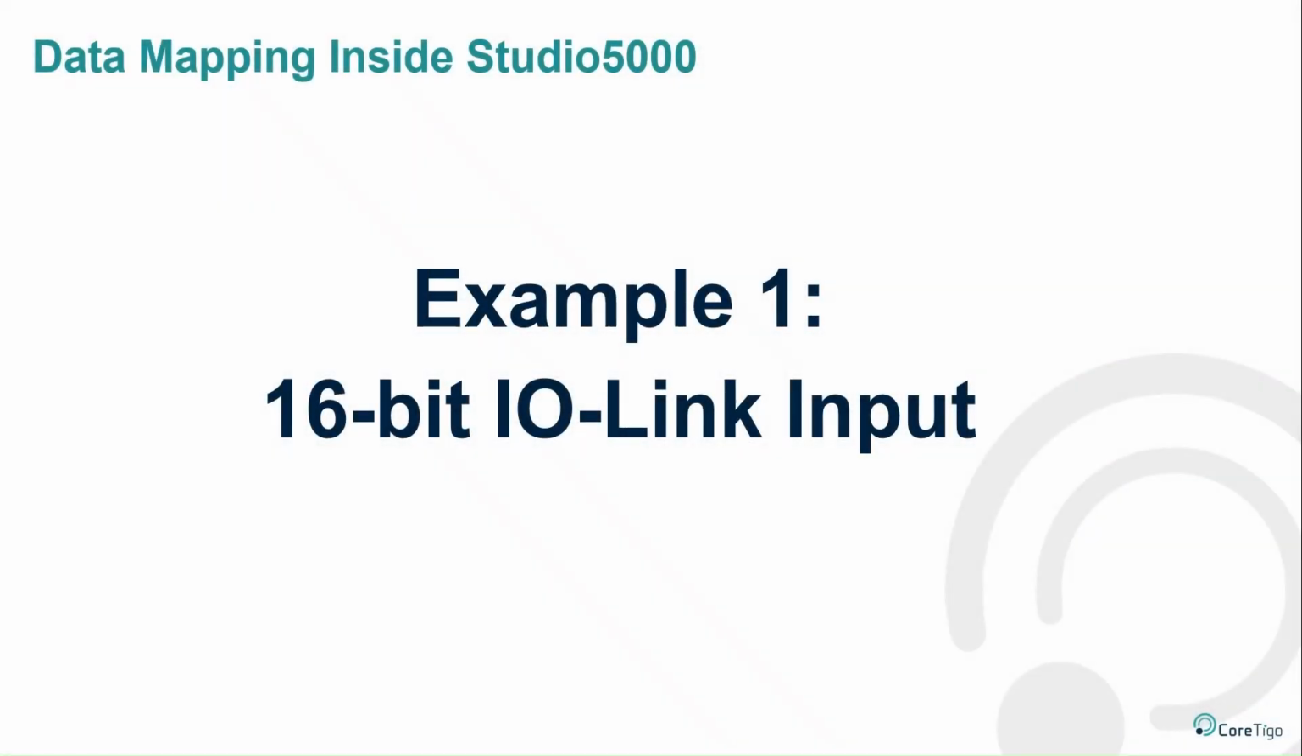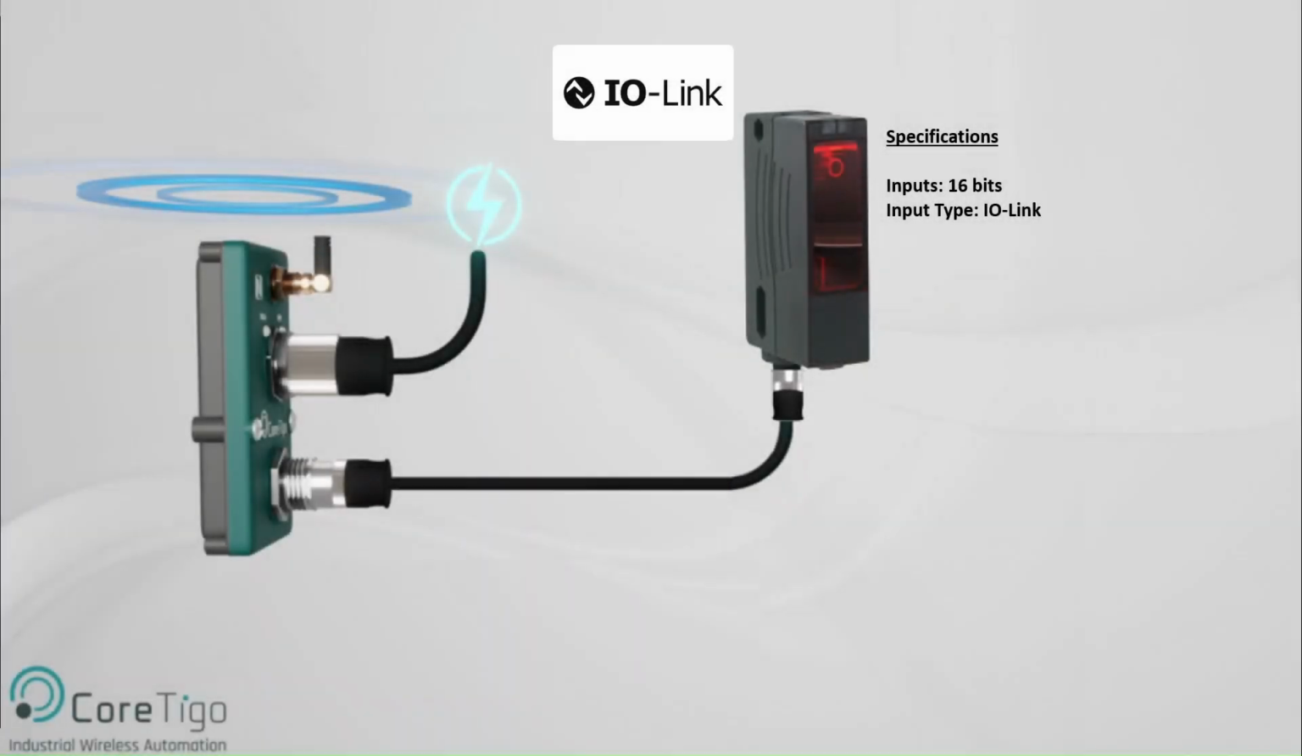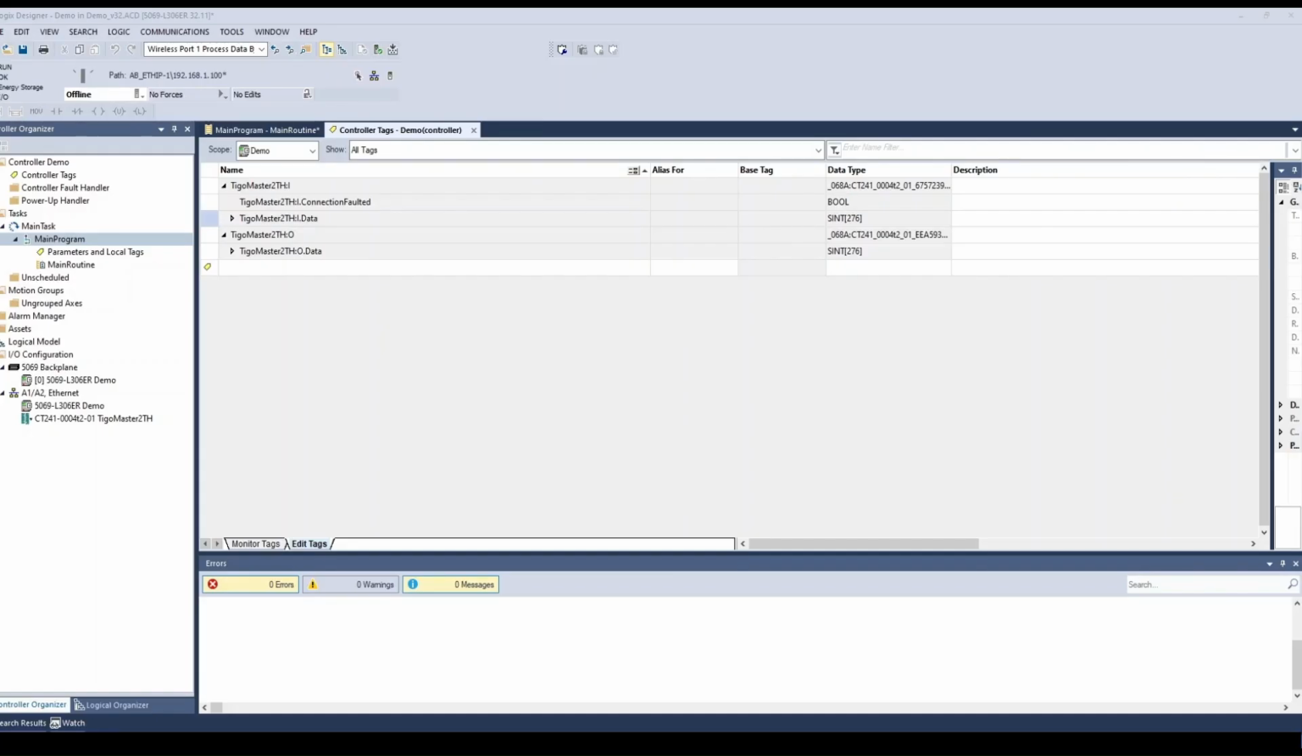In our first example, we will read the inputs from an IO-Link distance sensor. The distance sensor has 16 bits of resolution and will be paired to wireless port 1. The tags generated for the TigoMaster are 1 byte long. Therefore, I will load 2 of these bytes into a single variable which is 2 bytes long.